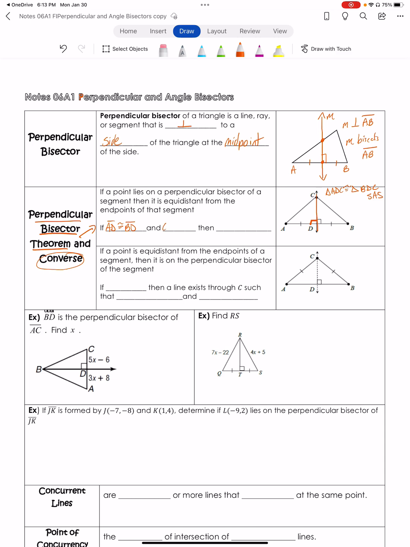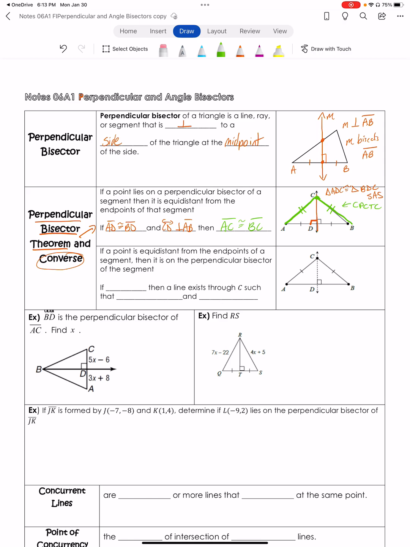And if that's true, so if AD is congruent to BD, and CD is perpendicular to AB, then since this point is on the perpendicular bisector, AC must be congruent to BC by CPCTC. So it basically says that if a point is on the perpendicular bisector, then it's equidistant from the endpoints. So this distance has to be the same as that distance.